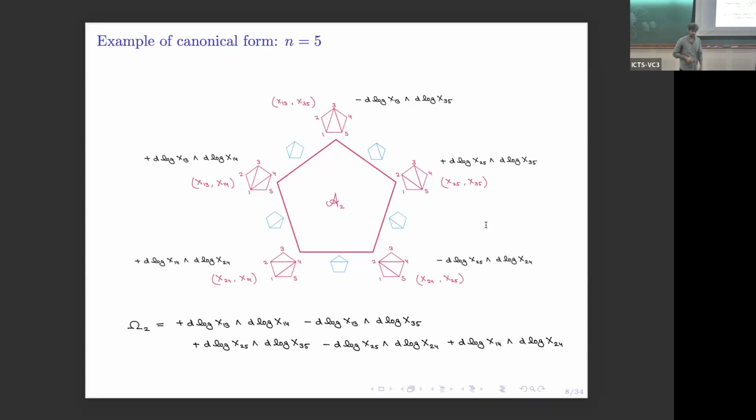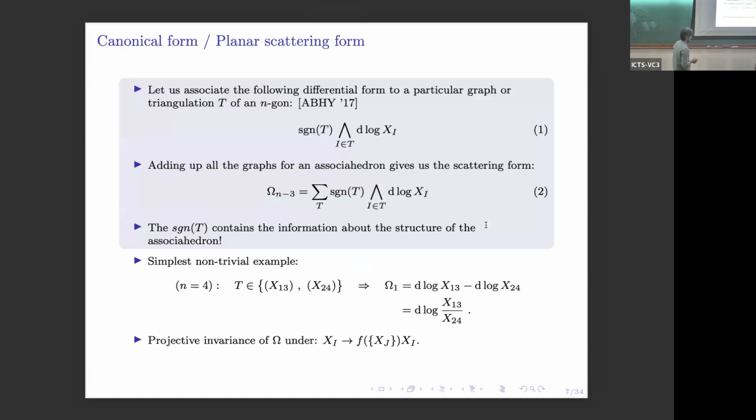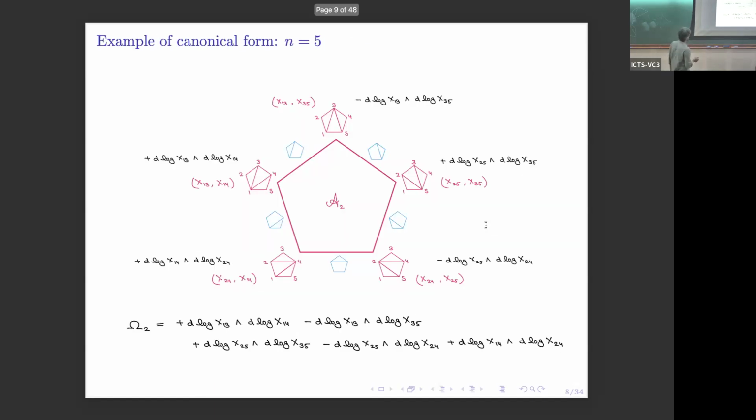Okay, it's a 2 form. The statement you're making is that this is invariant under x going to some scalar function. Yes. The idea is that you can write this omega as dependent only on the ratios. That's a simple algebra that you can check.